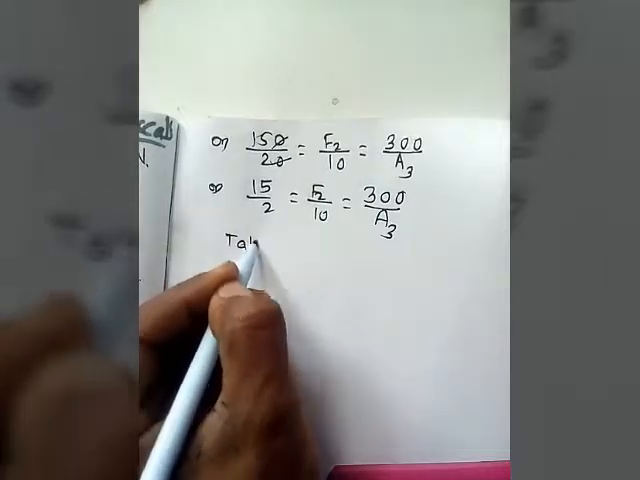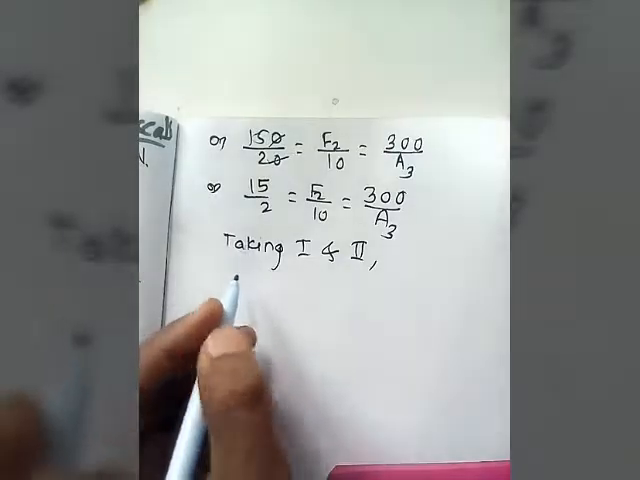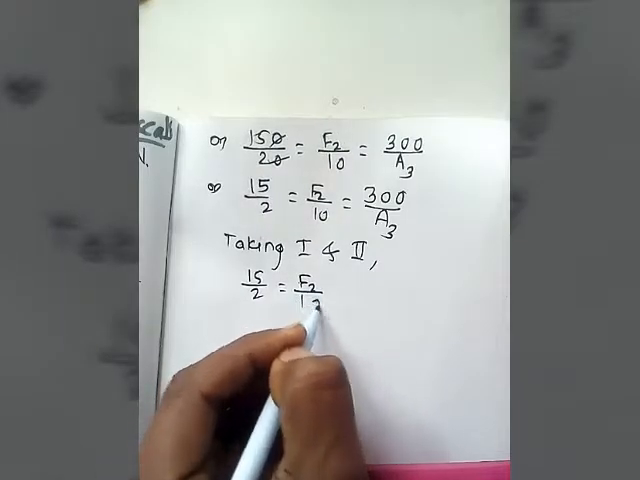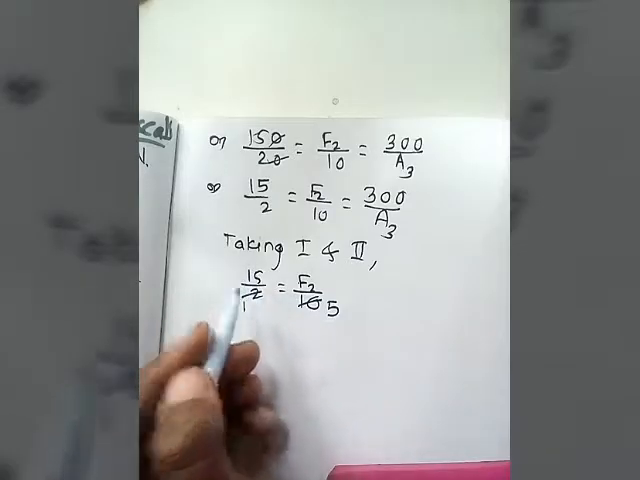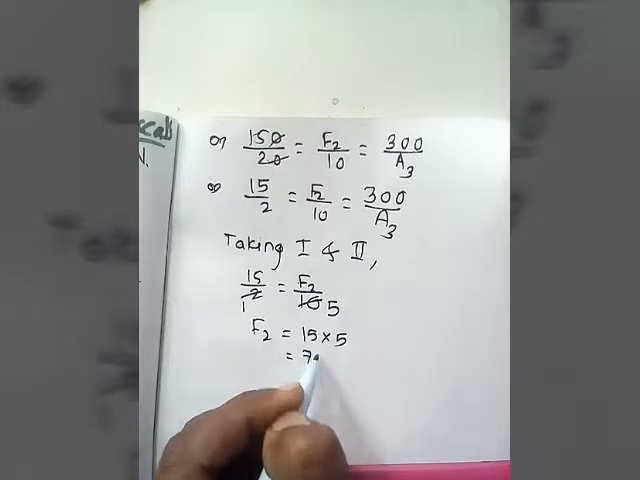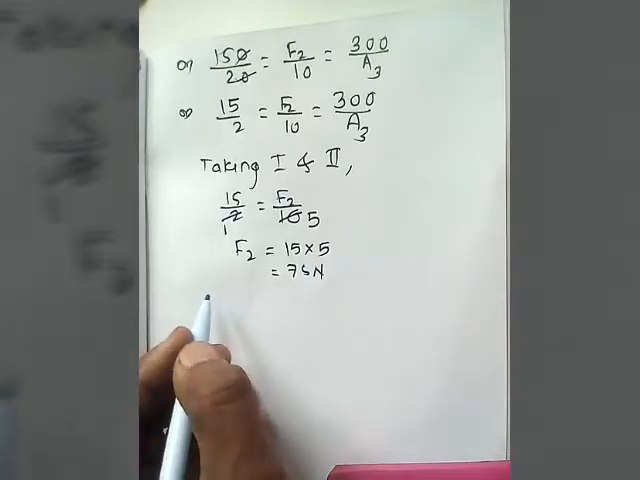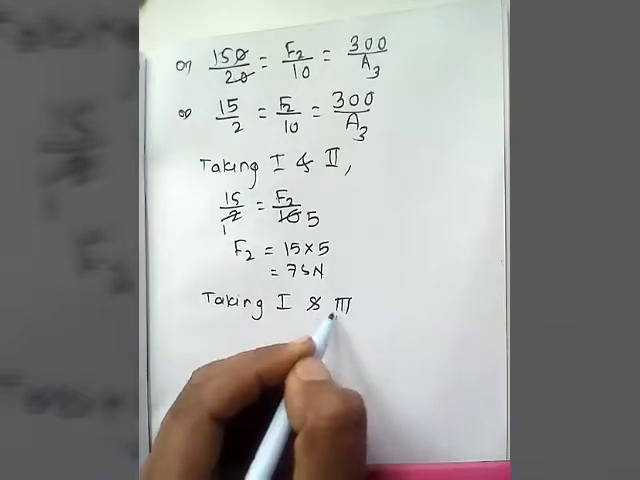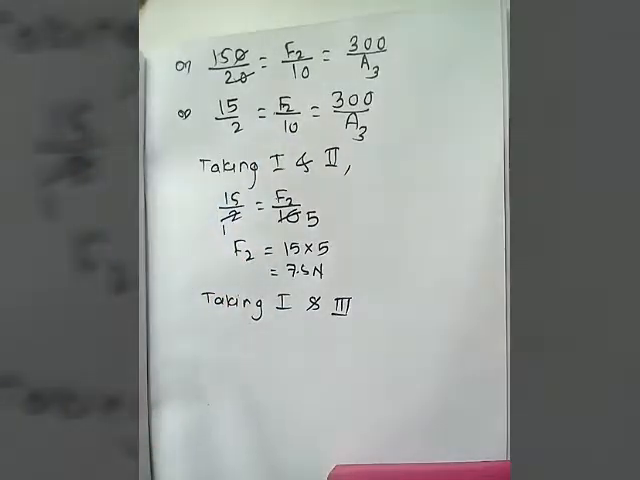Now taking first and second, we have 15 by 2 is equals to F2 divided by 10. So 2 1s are 2, 2 5s are 10. So this 5 goes over there and gets multiplied. So F2 is equals to 15 into 5, that is 75 Newton. Now likewise we have to find A3. So taking first and third, or we could have also taken second and third, because F2 we already know the value. Anyway it's the same thing.